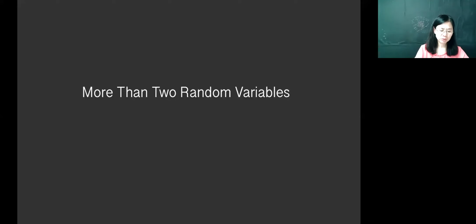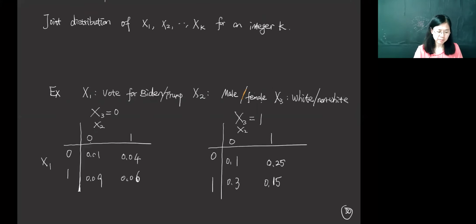In previous videos, we have discussed the joint distribution and conditional distribution and various related concepts for two random variables. Oftentimes, we have to deal with more than two random variables. So today, we're going to extend what we have discussed so far into the case where there are more than two random variables. First, the concept of joint distribution for more than two random variables.